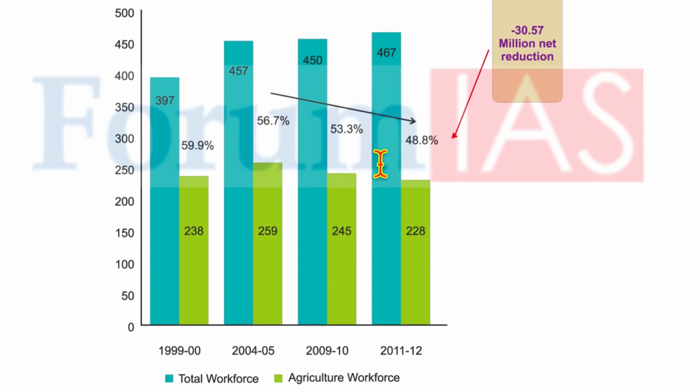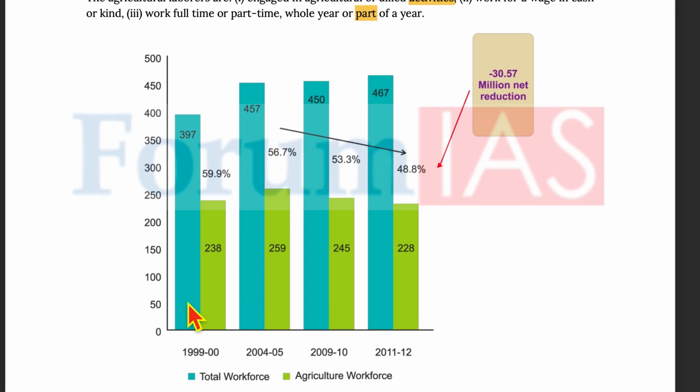Now, if we look at the composition of the laborers, agricultural laborers versus total workforce, we see that during 1999 to 2000, agricultural labor was composed of about 59.9% of the total workforce, and it increased during the time period of 1999-2000 to 2004-5, and went up to 259 in absolute terms, but percentage wise it decreased, and then it steadily started decreasing thereafter till 2011-12, and we see that there is a net reduction of 30.57 million, that is around 3 crore.